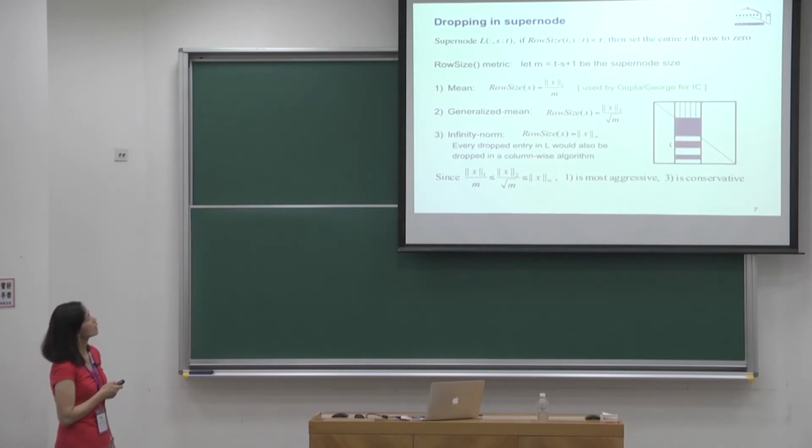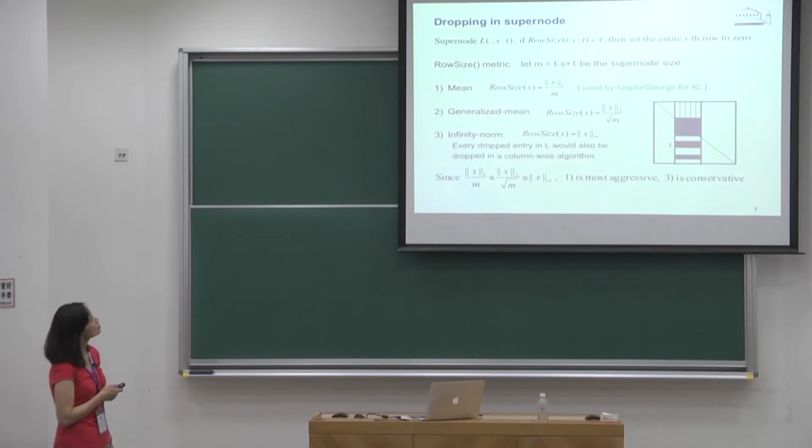So this is like a generalized mean. That's another one. And then the third one is the infinity norm. So you just say, among this, look at the entire row. If the largest entry is small, then we drop. So using this criteria, if the largest entry is smaller than the threshold, we drop, meaning that going back to the column-wise algorithm, every entry will be dropped also, because every entry along this row will be smaller than the threshold, since the largest is smaller.